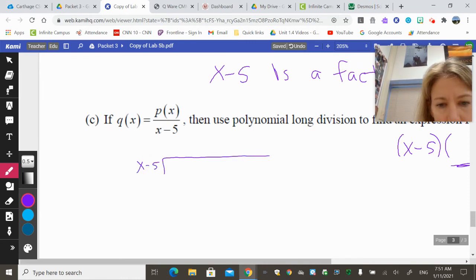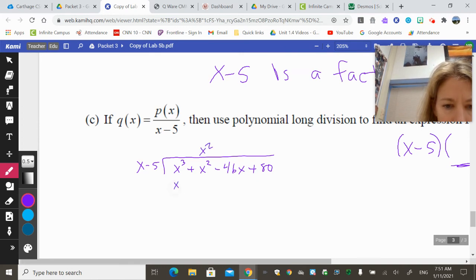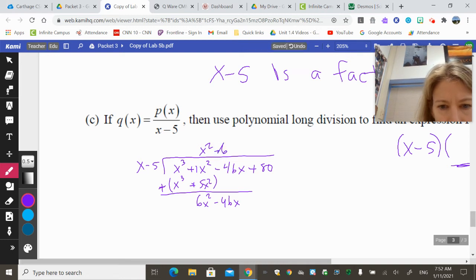So I'm going to divide P of x, which is again x cubed plus x squared minus 46x plus 80, by x minus 5. All right, so I get x squared, let's see, x cubed minus 5x squared. Don't forget to subtract. So this is really 1 minus a negative, which is the same thing as 1 plus. This gives me 6x squared minus 46x. Bring down my 46x. It's a plus 6x. I'm going to distribute. That gives me 6x squared minus 30x. I'm subtracting, so it turns into a plus. I get negative 16x plus 80.